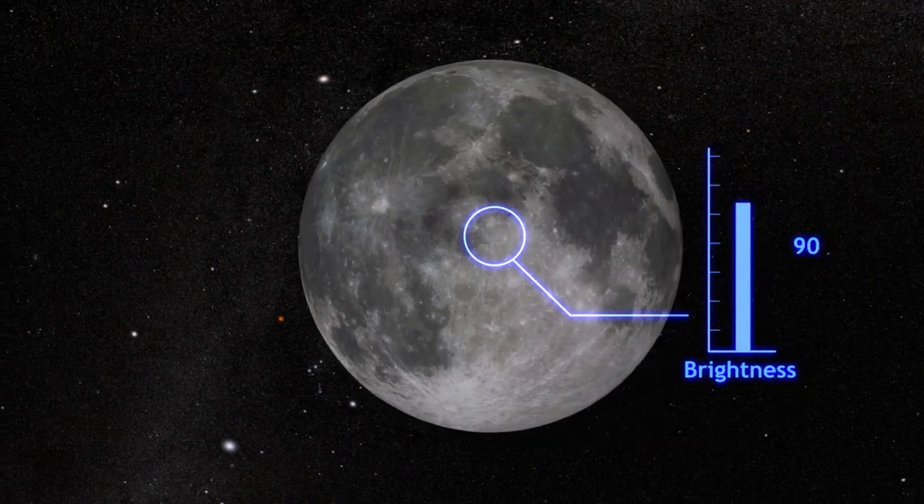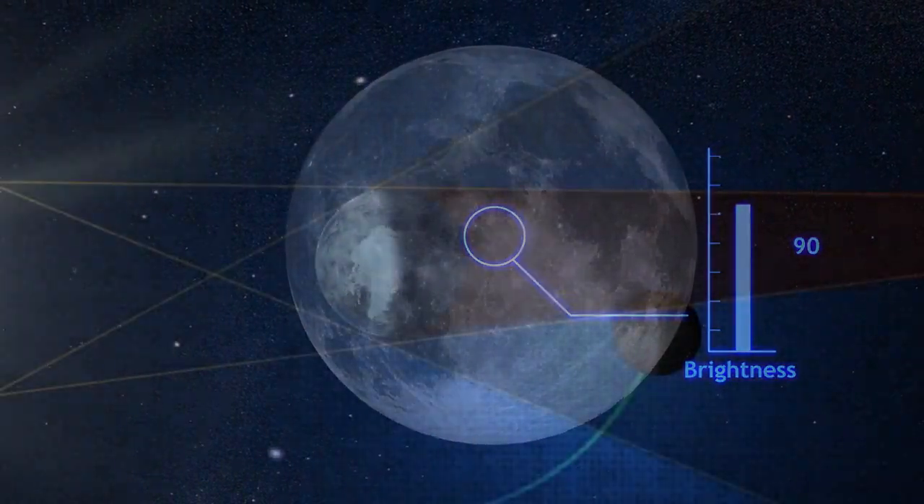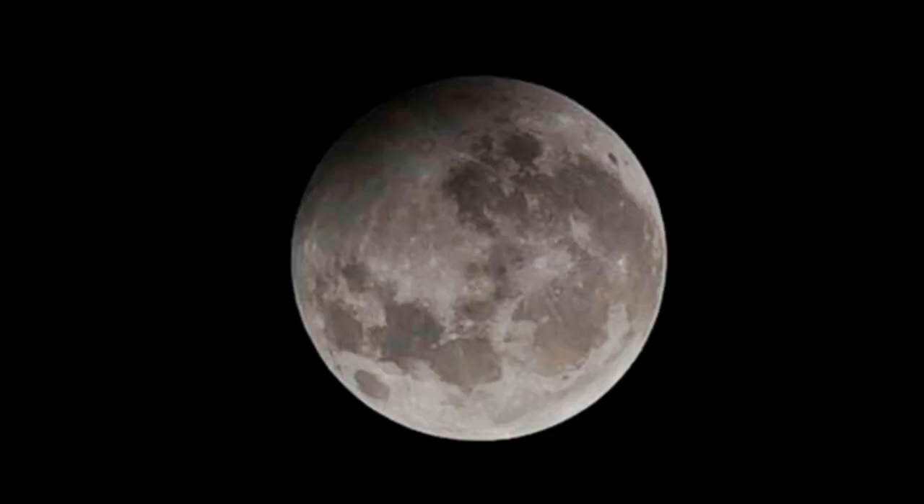In the case of penumbral eclipse, the Moon travels through Earth's penumbra, or the faint outer part of its shadow. The Moon dims so slightly that it can be difficult to notice.